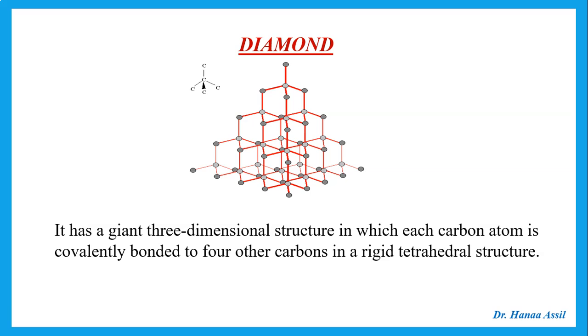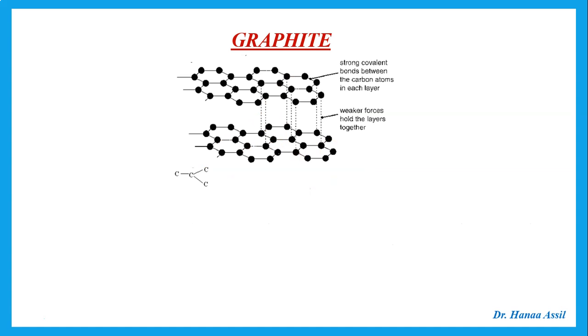4 other carbons, and this kind of structure is called a tetrahedral structure. So, to explain the structure of diamond: giant three-dimensional structure in which each carbon atom is covalently bonded to 4 other carbons in a rigid tetrahedral structure.